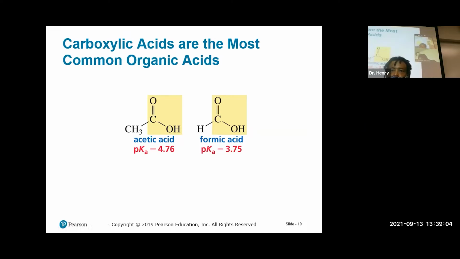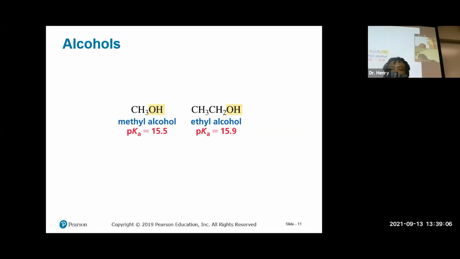Okay, alcohols. Alcohols have a pKa of 15.5 and 15.9. Weak acid, strong acid, very, very weak acid, or beyond weak acids? Almost, yeah. So that's like weak, right? We didn't even want to consider them acids. It's not even really considered an acid.